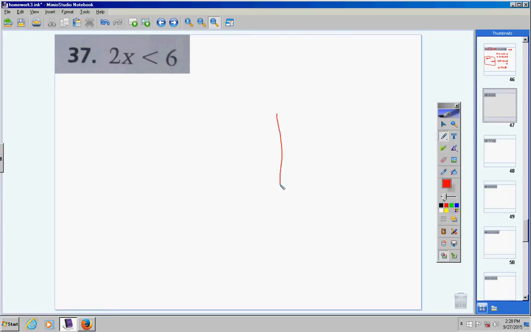So x equals 3. So go to your x-axis at 3. This is my x-axis, this is my y-axis. Whenever you have just x in an inequality, it's going to be a vertical line. So I'm going to go to x equals 3 and put a vertical line. Now check to see if it's dotted or solid. In this case, it would be dotted.